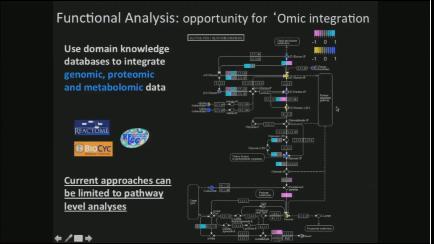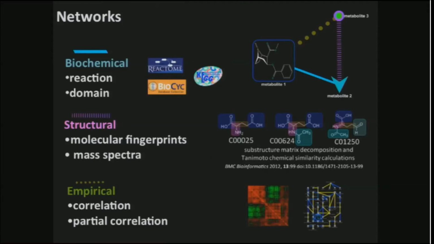But one limitation of this approach is that we're still stuck in the pathway. And this pathway is human curated, and if there's something new going on, well, you're not going to see that. So maybe one way to get beyond this pathway is to generate networks, your own networks. And so I'm going to spend the rest of the talk talking about networks.